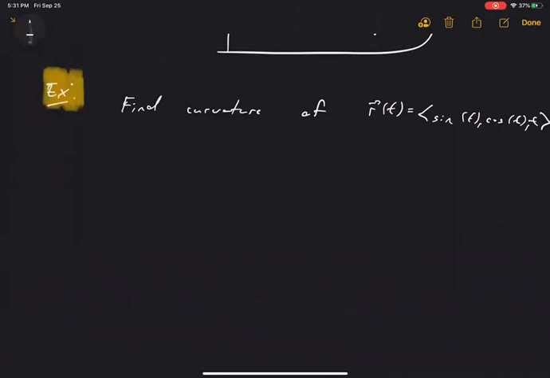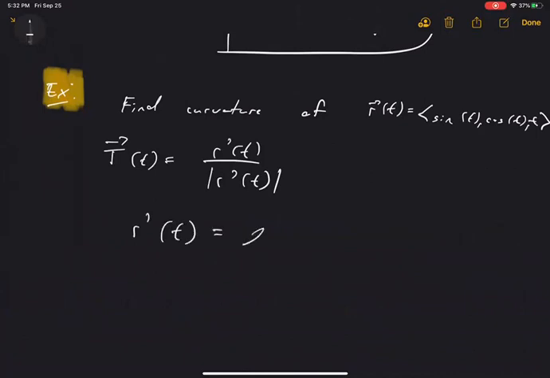Okay. What do I need for curvature? I need a bunch of things, right? That's my r of t. First I need to find the unit tangent vector T of t. Well, what is that? That's r prime of t divided by the magnitude of r prime of t. So really, the first thing I need to do is find r prime of t. So r prime of t is cosine of t, negative sine of t, 1.